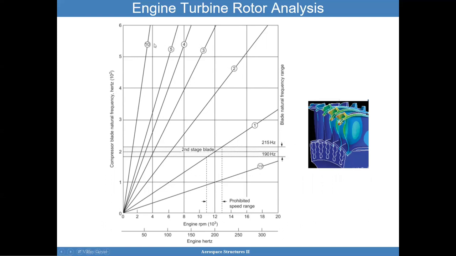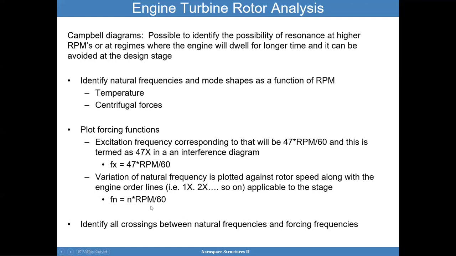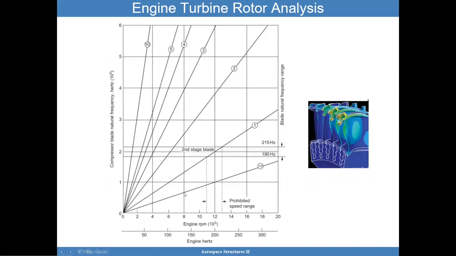You can actually check that this formula works. For example, 1 times RPM divided by 60 will give you exactly what this line is. You can check it later, pause the video and check it. We can also do it for the second order, third order, fourth order, and so forth.